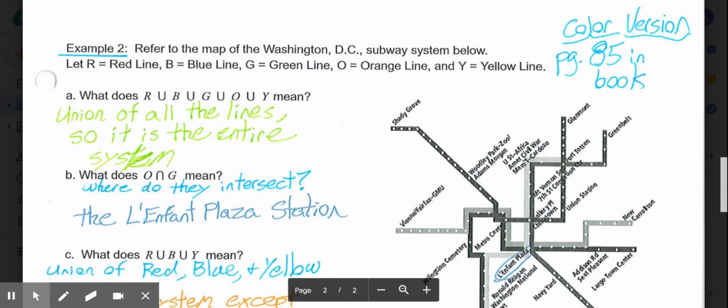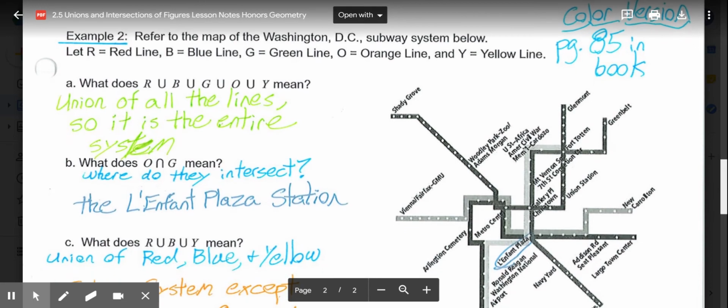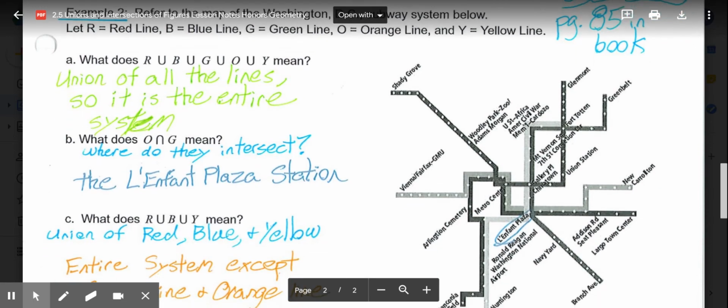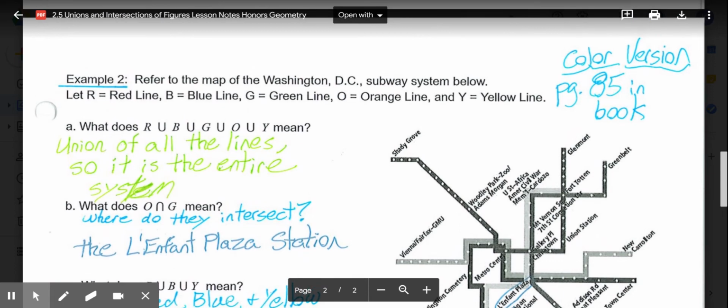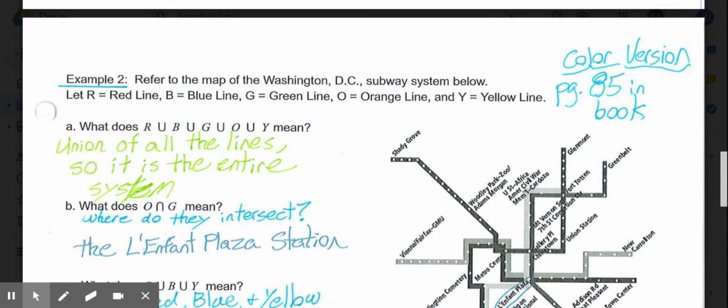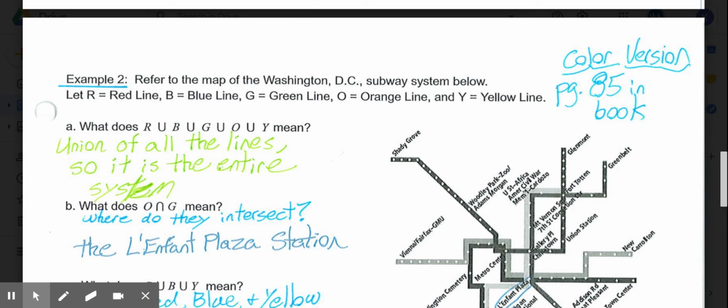Now for example 2, there is a colored version of the Washington, D.C. subway system on page 85 in your book. If you want a colored version, it makes the different lines easier to see, so I'd pull out your book and open to 85 for this example. In the subway system, we're letting R be the red line, B be the blue line, G the green line, O the orange, and Y the yellow line. Each letter represents that colored line.